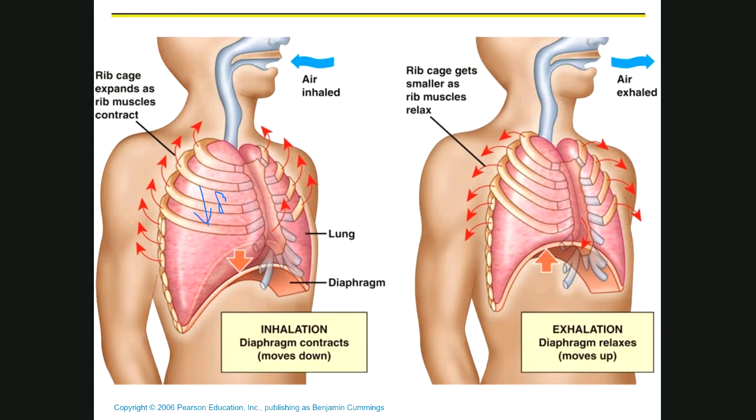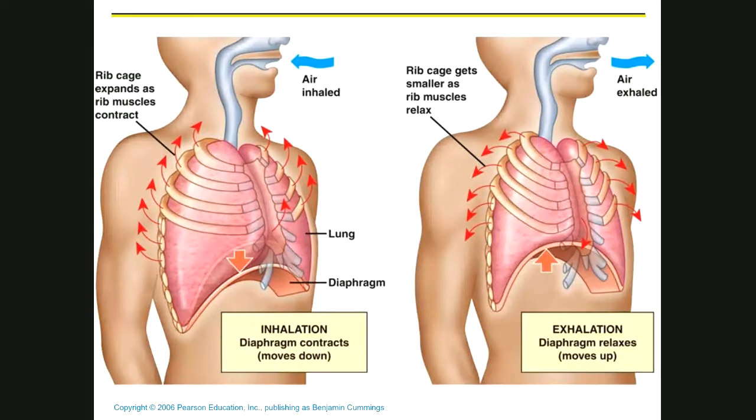And then when you exhale or expire, remember what happens? These muscles relax. So this relaxes, it goes back to that dome shape, these relax. So the chest cavity gets shorter and narrower. And so volume goes down. And so if volume goes down, pressure's gonna go up. So the pressure in here is now higher than out here, and so air flows out. So that was from a couple of days ago.